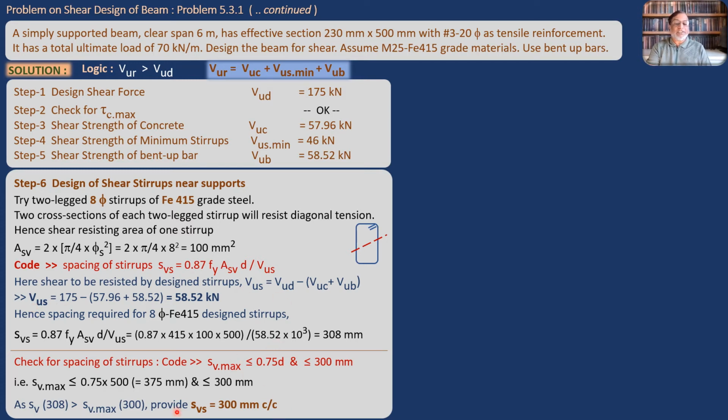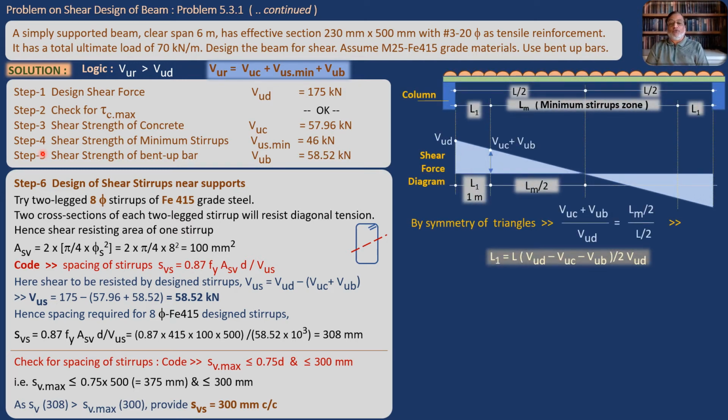This step 6 is giving us a spacing of 300 mm. Now the question we are asking is, is this 300 mm center to center spacing necessary for the entire span of the beam? The beam has a span of 6 meters. So for a 6 meter span at 300 mm center to center, you are providing these stirrups. Now the question is, is this designed shear reinforcement necessary for the entire span of the beam, or is it required for only some support portion of the beam, and elsewhere the minimum stirrups will be sufficient? That is the question.